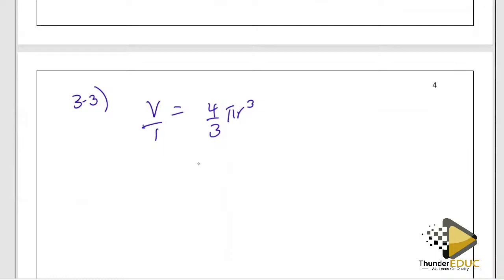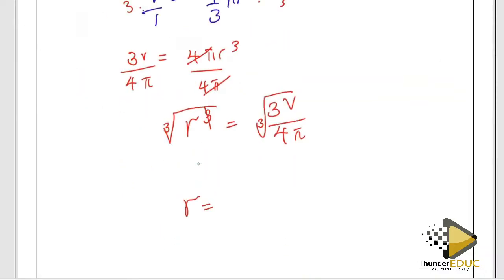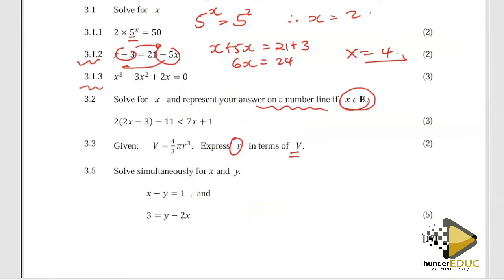So I will make that over 1, just to make life easy for me. Let's multiply both sides by 3. So you have 3V is equal to 4 pi radius cubed. Divide both sides by 4 pi, so over 4 pi, over 4 pi. So this cancels that. Then your r cubed is equal to 3V over 4 pi. And then for us to get rid of this 3, you must find the cube root on either side. The cube root kills the 3, which means that our r is just the cube root of 3V over 4 pi. Then that's our answer. Okay, that is for 2 marks. Not so bad.